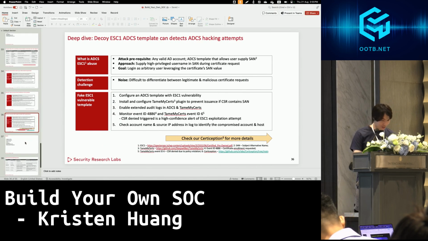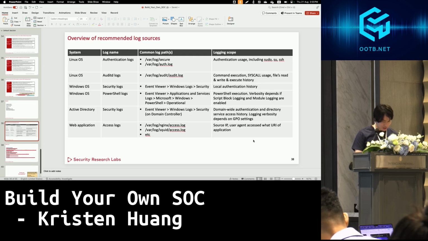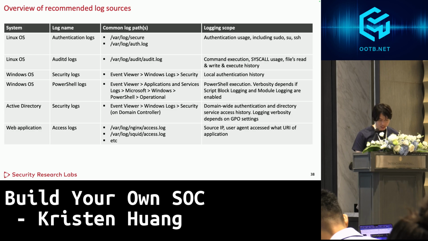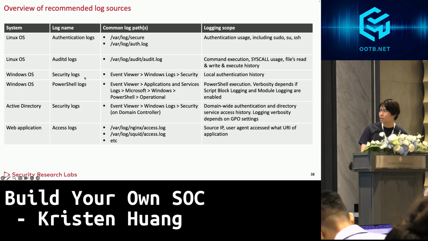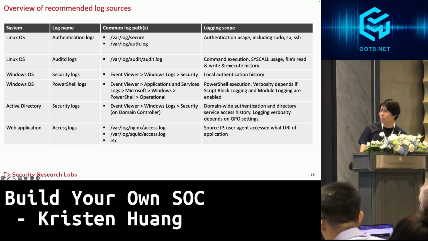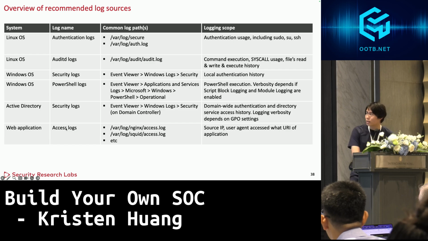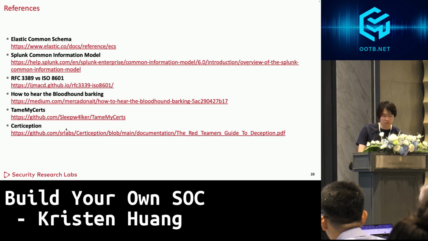And I think this is the end of my talk, oh no, just one more last slide. This is a very quick overview of the logs that you should onboard as a starter, so you can play around with them. For Linux, you should onboard the authentication logs for sudo, su, and ssh from these two paths, and the Linux audit logs to monitor command executions, and also Windows event logs, from the security logs, PowerShell logs, and also web access logs. These are good starter logs to get started.